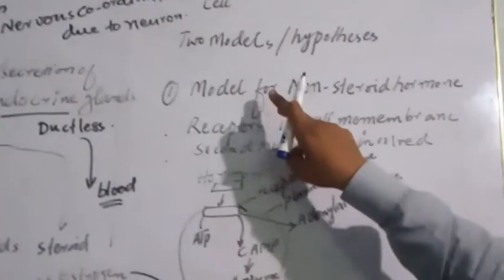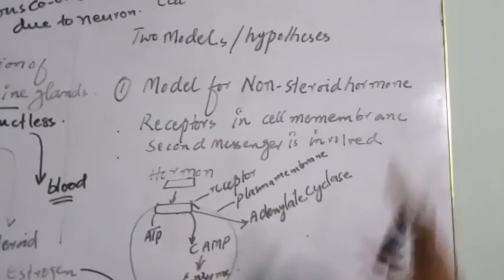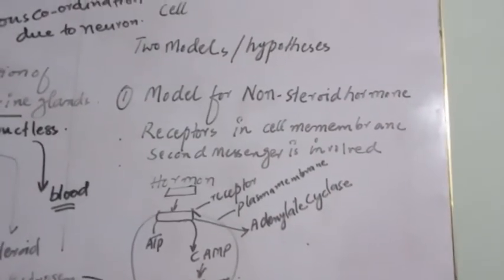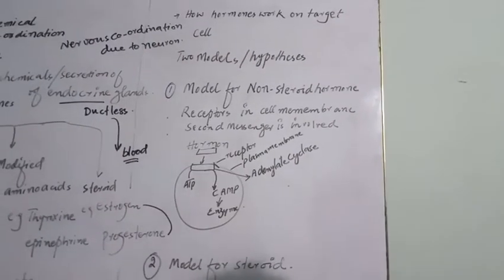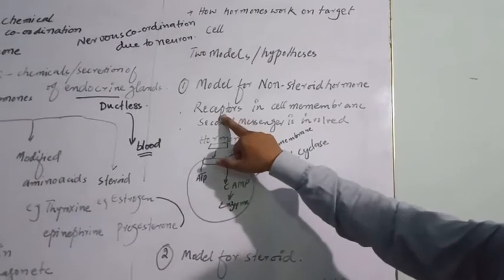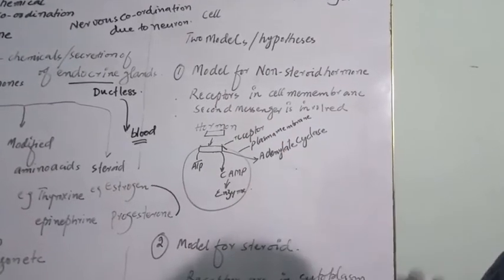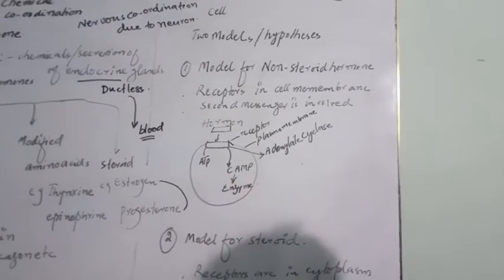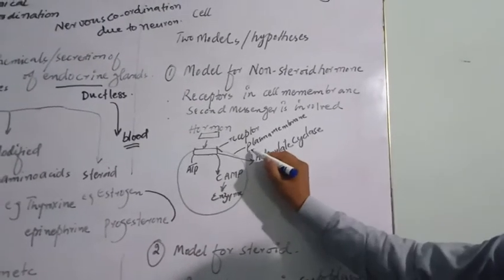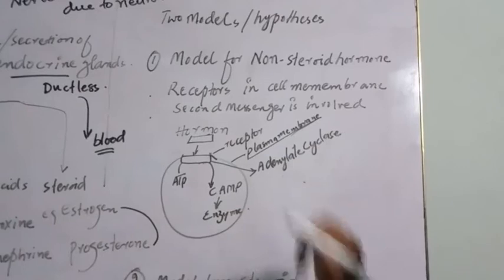The first model is for non-steroid hormones. What happens in this action of hormone? There are receptors, special proteins. They receive the hormones. They receive them at the plasma membrane of the cell.